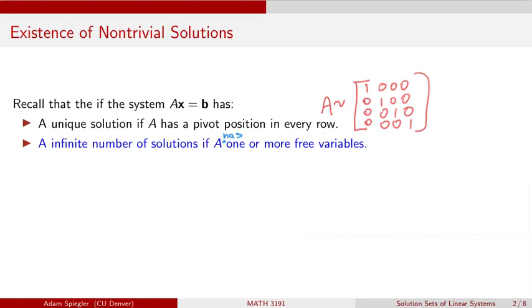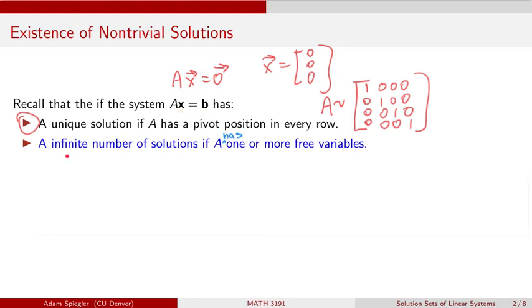And so if we had a homogeneous system like Ax equals 0, and we're in this first case where we have a pivot in every row, then there would be a unique solution, and that solution, again, would have to be the trivial solution. So in R3, that would mean the only solution would be that x is equal to the 0 vector.